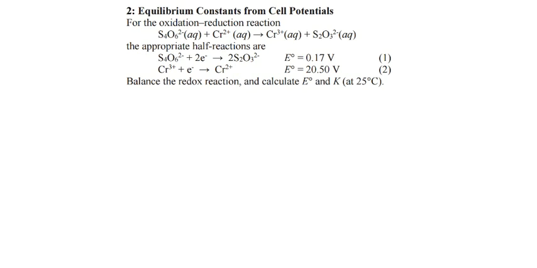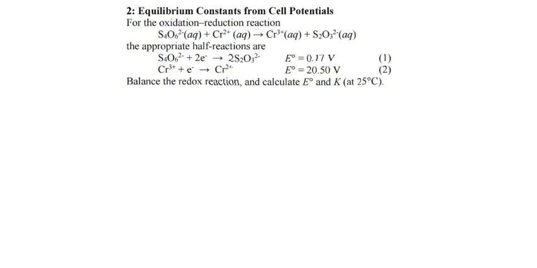Question 2. For the oxidation reduction reaction, the appropriate half reactions are those given right there. Balance the redox reaction, calculate the standard cell potential and K at 25 degrees. This is an example I was actually giving you right on top there, if you remember. I want you to pause the video and attempt to balance the equation first, and after you've done that, let me actually give you the formula straight away.